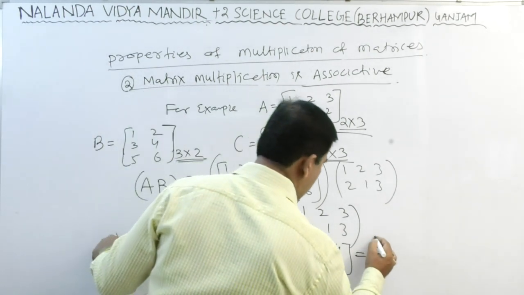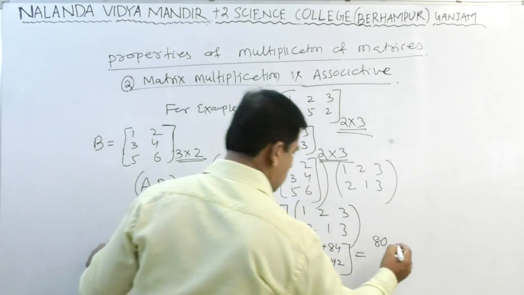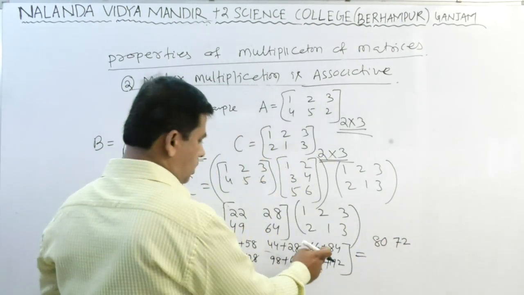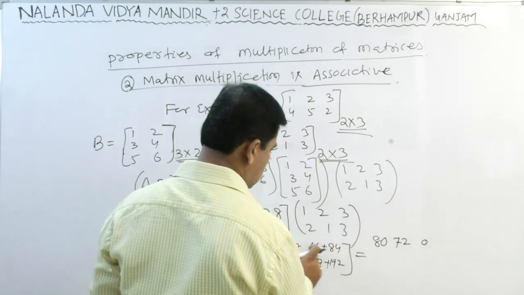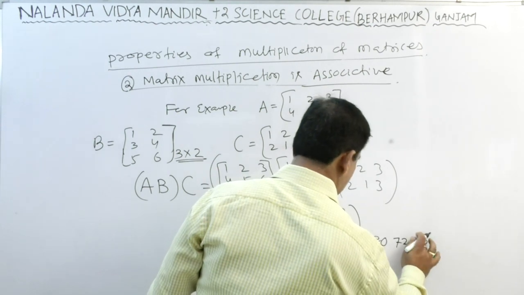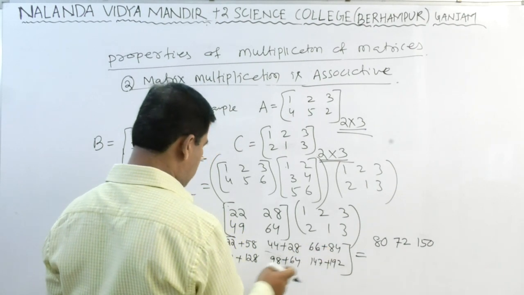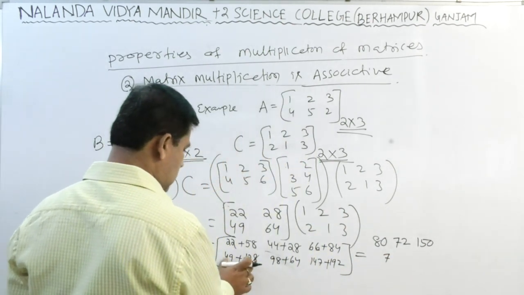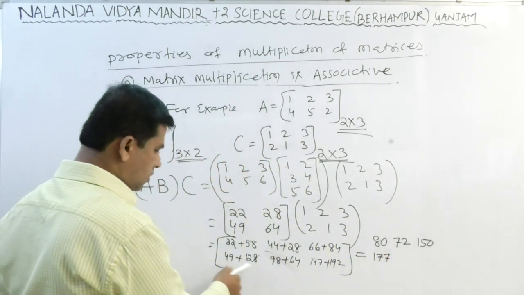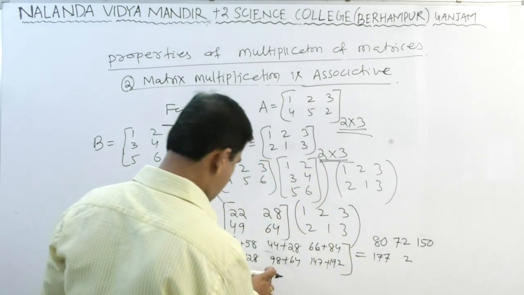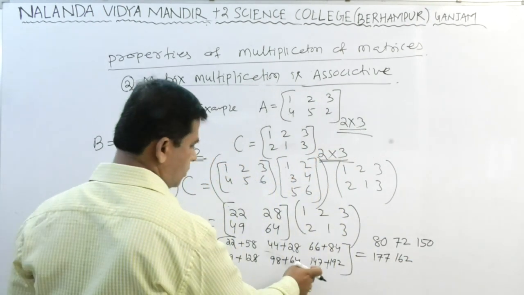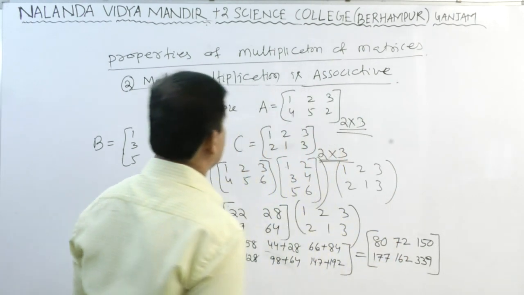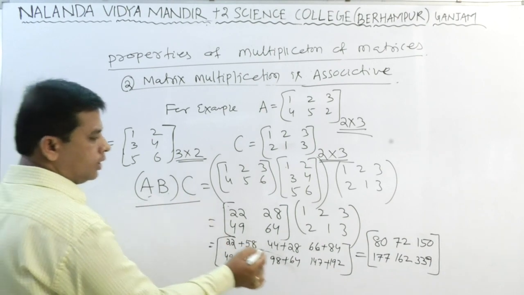And the result is 22 plus 58, 80. 44 plus 28, 8 plus 4, 12. 4 plus 2, 6. 6 plus 4, 10. First row, third column, 150. This is our 49 plus 128, 177. Now this plus this, 339. Now here we find AB with C, that is this matrix.